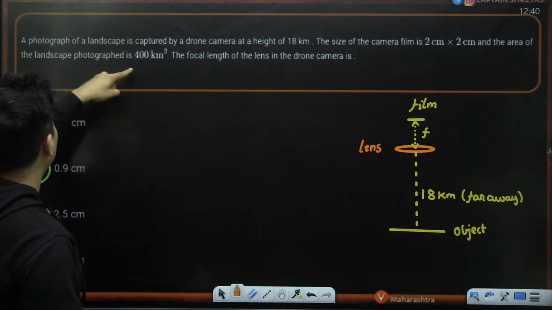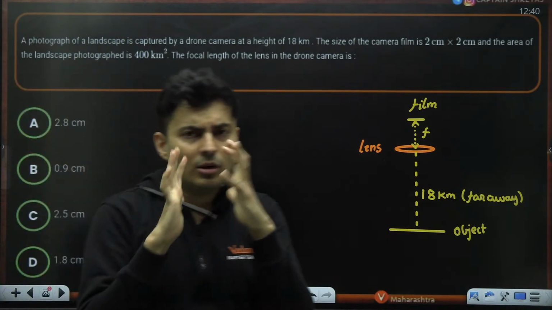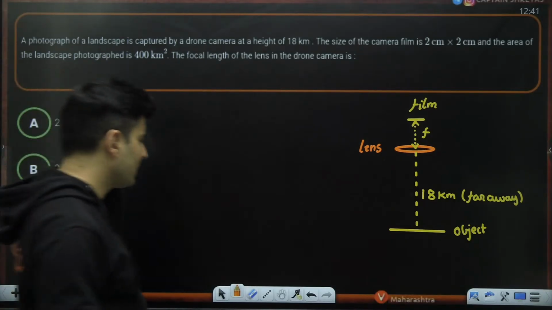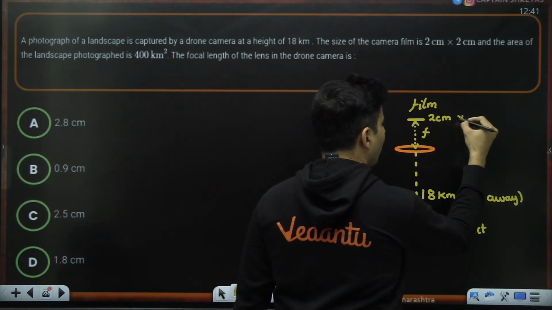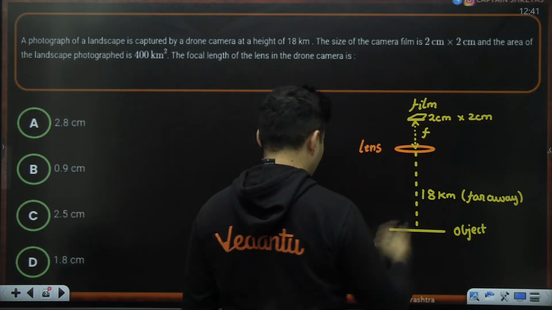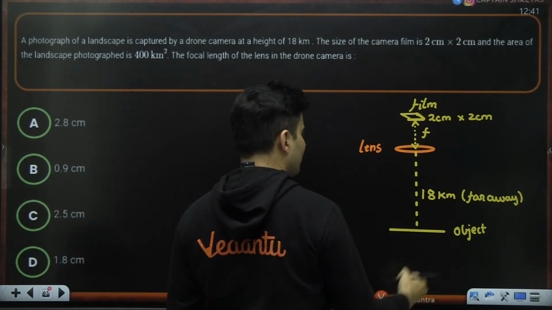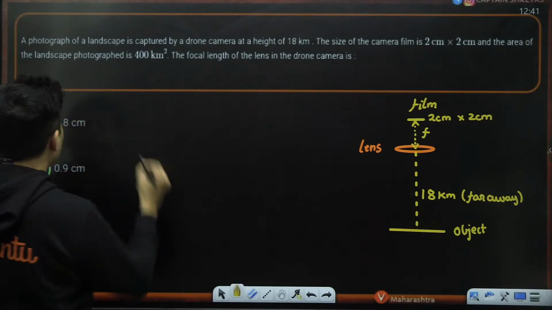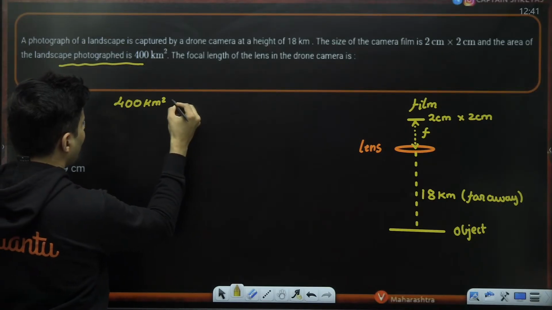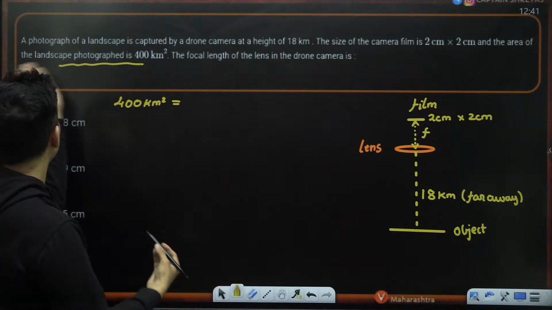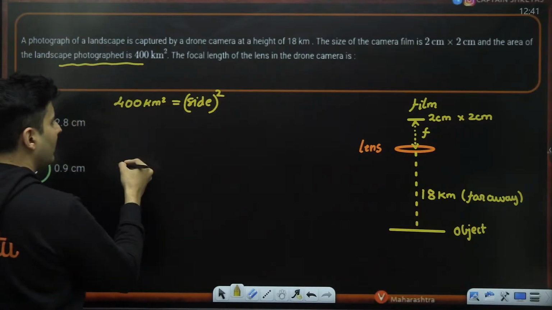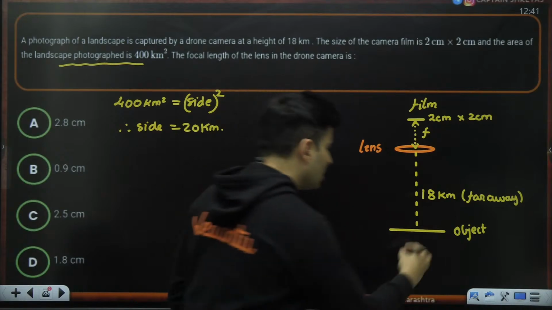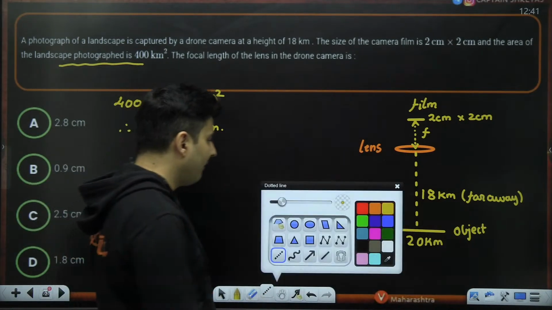Now, since the area of the landscape is 400 kilometers square, I need to look at it in linear dimensions rather than areal dimensions, because we have been asked the focal length and the size of the camera film is given. If the film is 2 centimeters by 2 centimeters, it is something like this. Just imagine it to be like this. Even that area will be like this. So if the area of that landscape is 400 kilometers square, what will be the side of that landscape? Side squared is 400 kilometers squared, therefore that side will be 20 kilometers. Do you guys agree? The side of that object will be 20 kilometers.